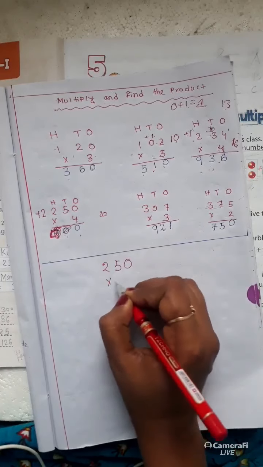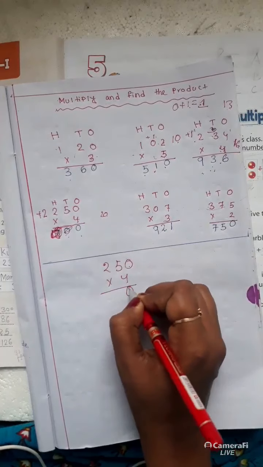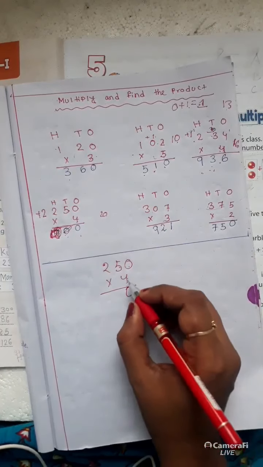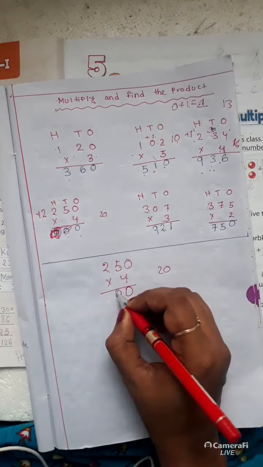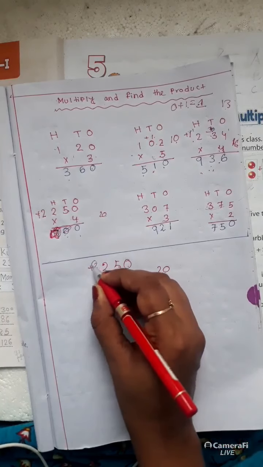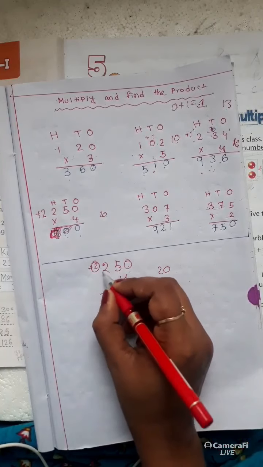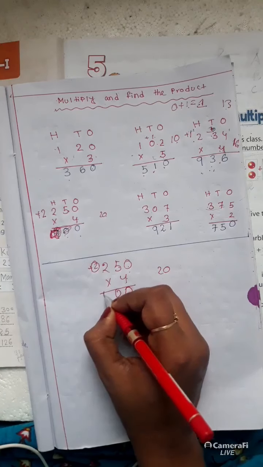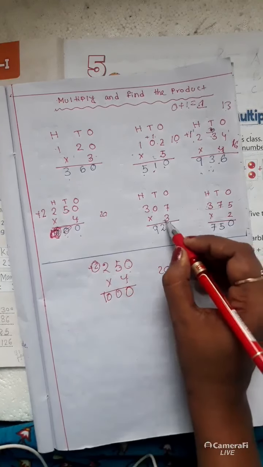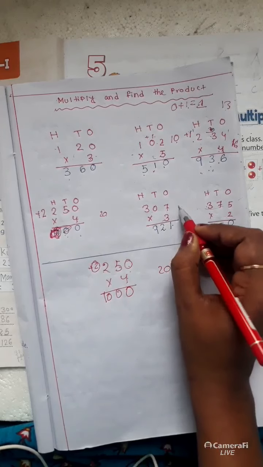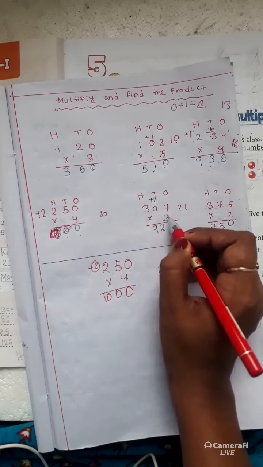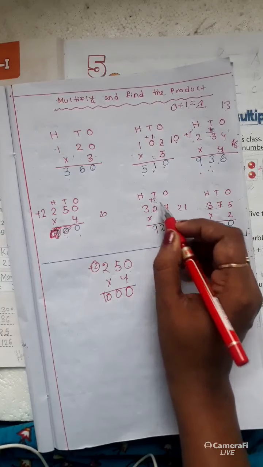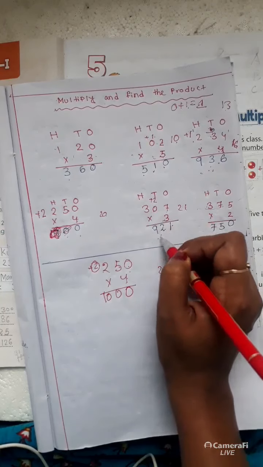250 into 4. 4 0 0, 4 5s are 20. 20 means 0 I will write and 2 will be carried over here. 4 2s are 8, 8 plus 2 is 10. 7 3s are 21. 1 I have written and 2 will be carried over here. 3 zeros are 0, 0 plus 2 is 2 and 3 3s are 9.